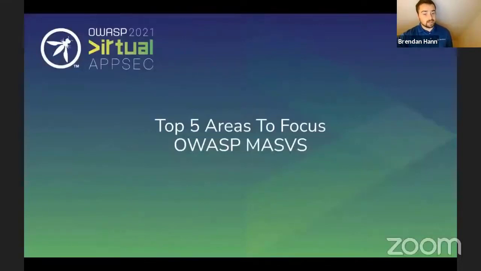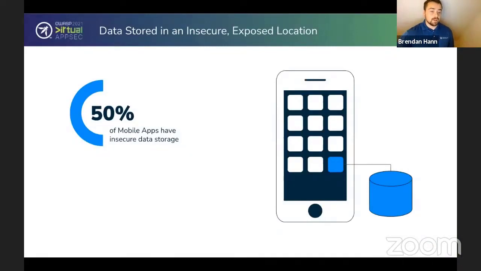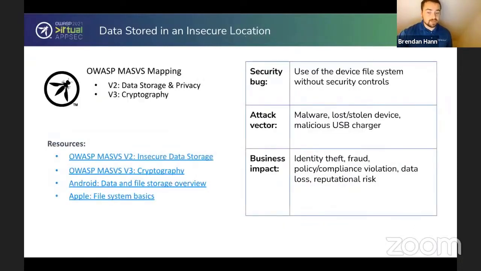So, like I said, where do you start? What are the top 5 focus areas for the OWASP MASVS? Well, the first is data stored in an insecure location. The analysis that NowSecure does of apps publicly available in the mobile app store shows that 50% of apps have insecure data storage, which is a scary statistic.